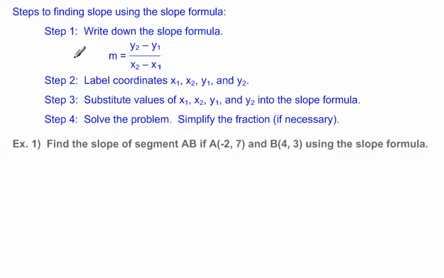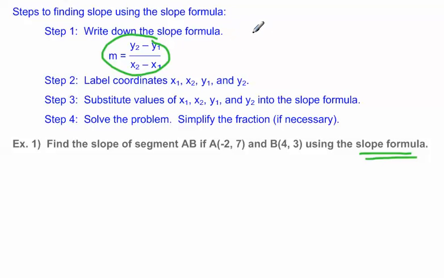I tell my students there are 4 steps, and if you follow these 4 steps on trying to find slope between 2 points using the slope formula, then you should get the right answer, assuming you get all the math right in the process as well. So let's solve example 1, and I'll apply these steps to it. Find the slope of segment AB if A is at (-2, 7) and B is at (4, 3) using the slope formula. Now this is forcing you to use this slope formula here.